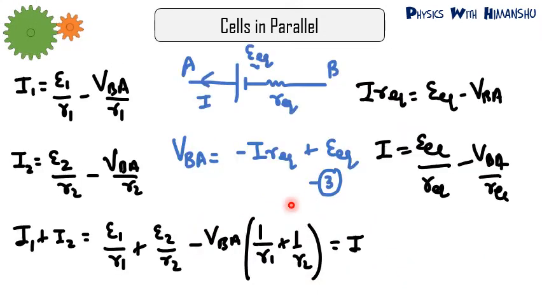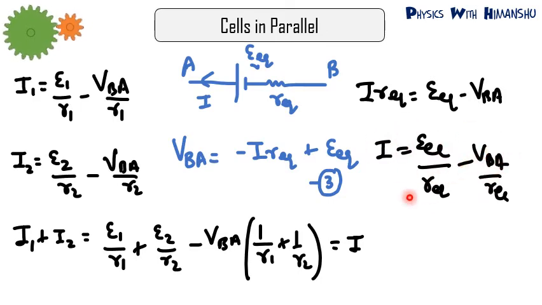Now I1 and I2 are written. So for I1 plus I2, we are adding both the equations, that is E1 by R1 plus E2 by R2 minus VBA times (1 by R1 plus 1 by R2), and I1 plus I2 is equal to I. We have already derived this by using Kirchhoff's current law. Now suppose I replace both the cells with a single cell of EMF E equivalent and internal resistance R equivalent. So TPD across them will be minus I R equivalent plus E equivalent. So I R equivalent will be E equivalent minus VBA, and I will be equal to E equivalent by R equivalent minus VBA by R equivalent.